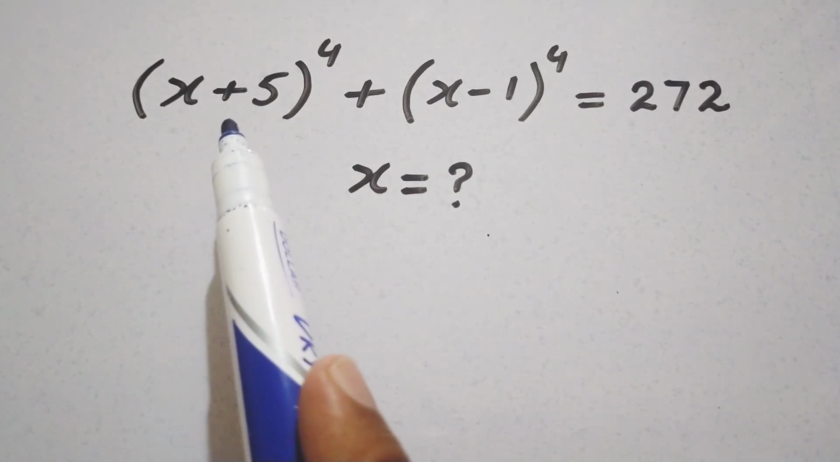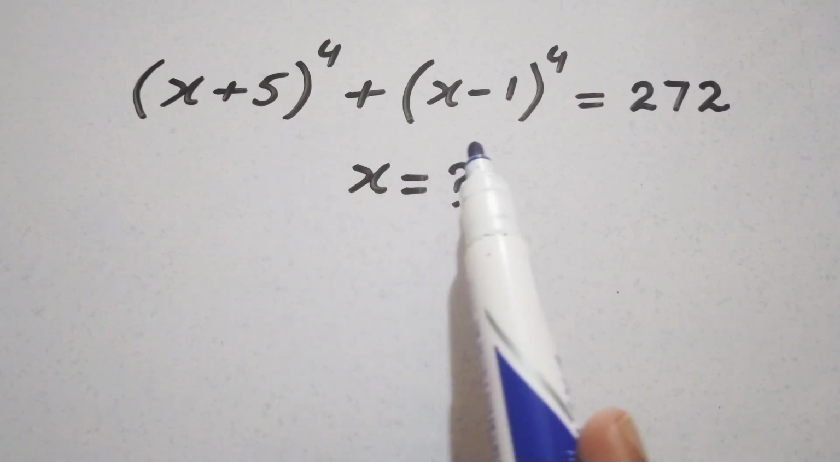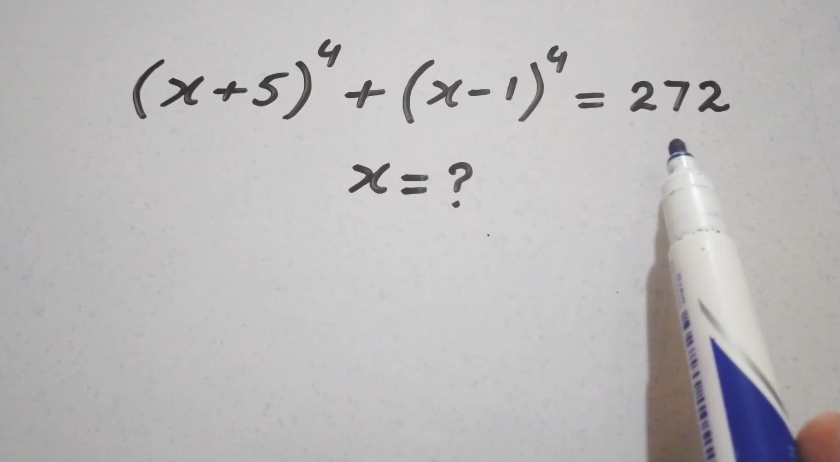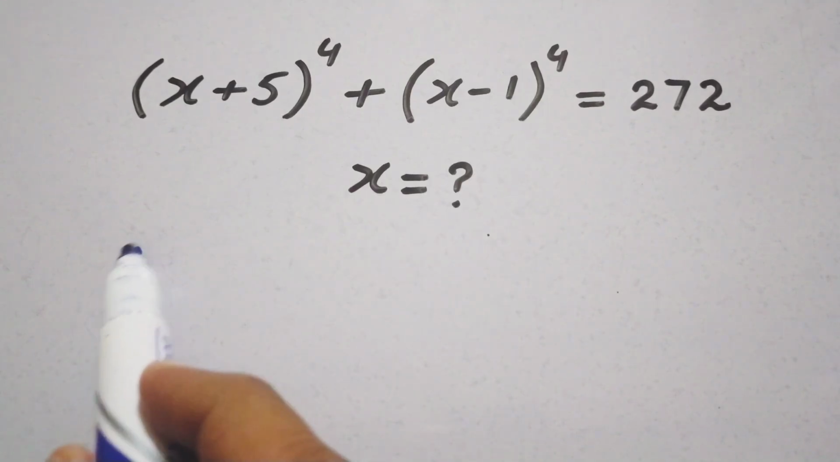Hi, welcome to solve this very nice exponential equation. (x + 5)^4 + (x - 1)^4 = 272. And we are interested to find x. Let's come to the solution.